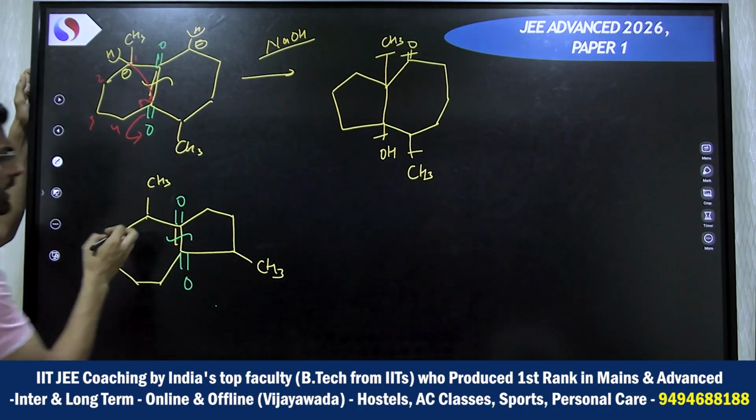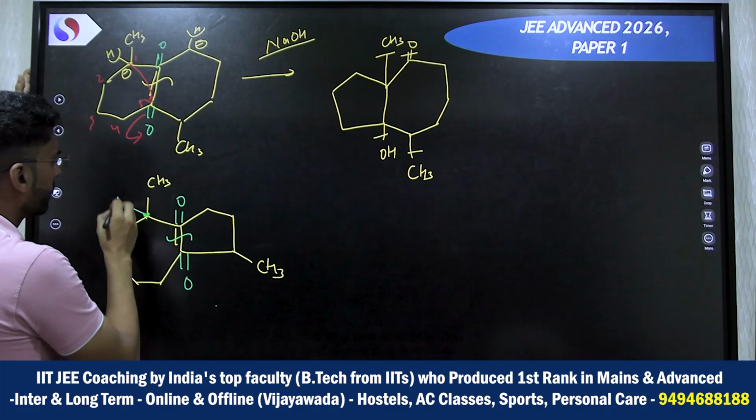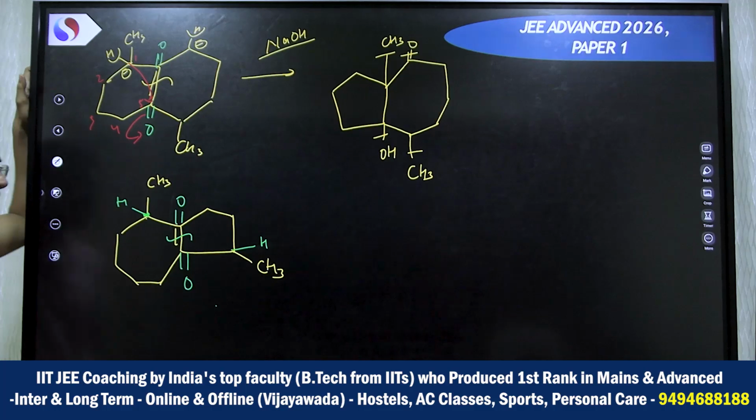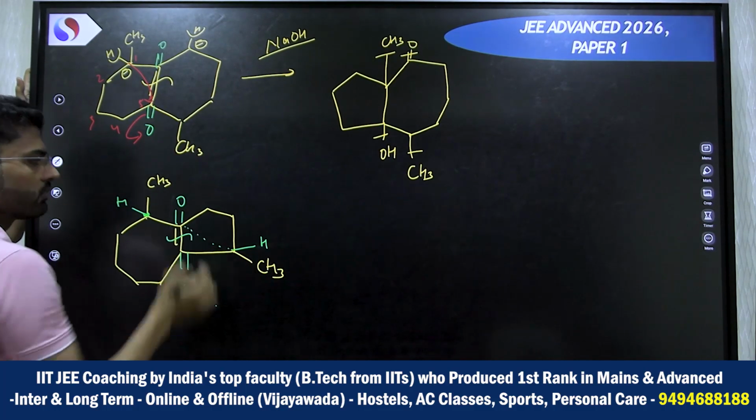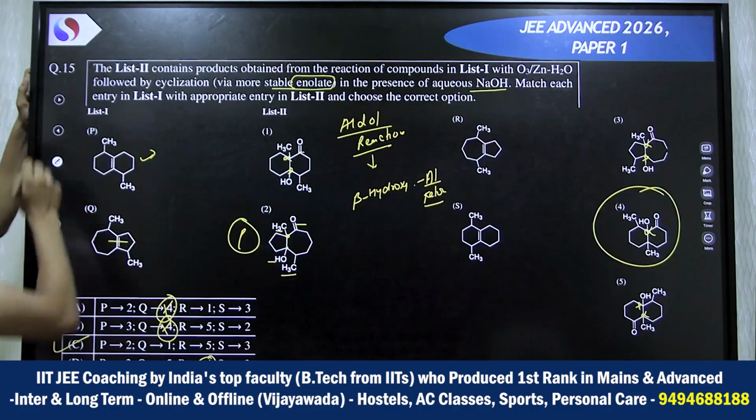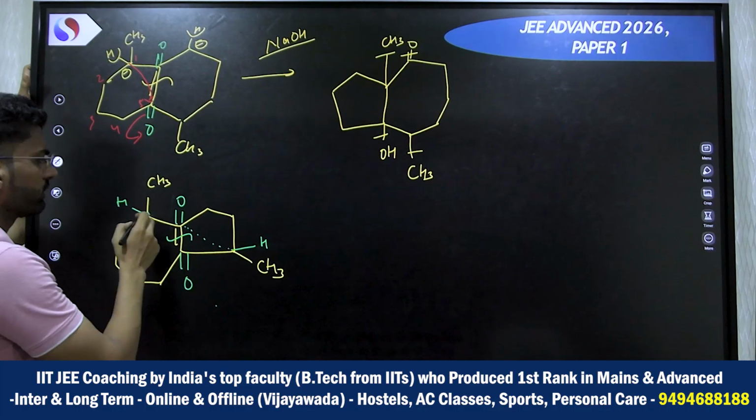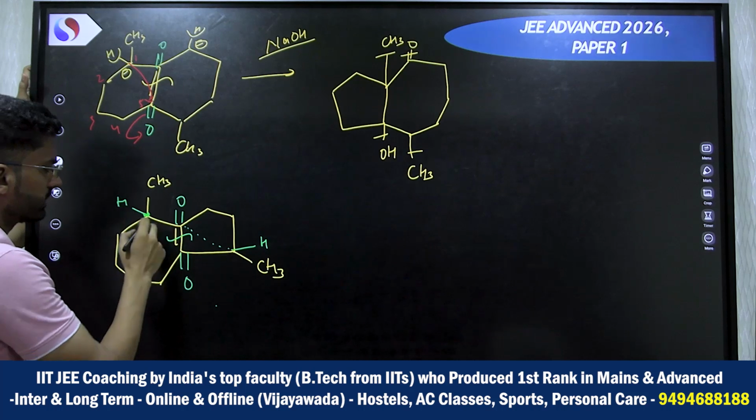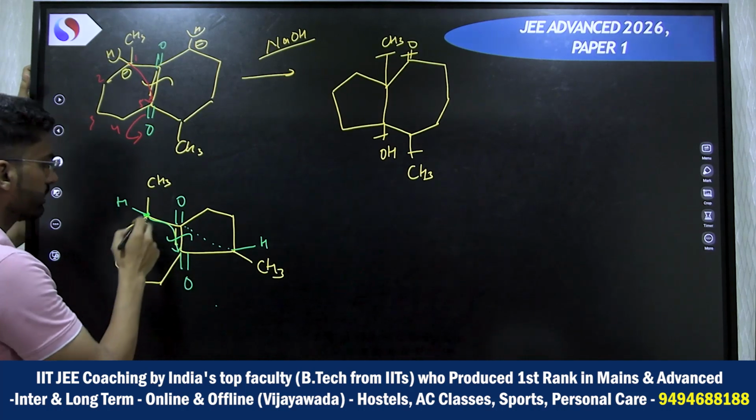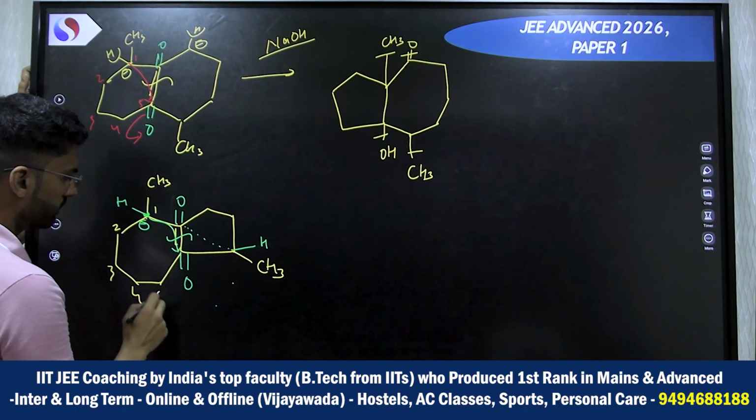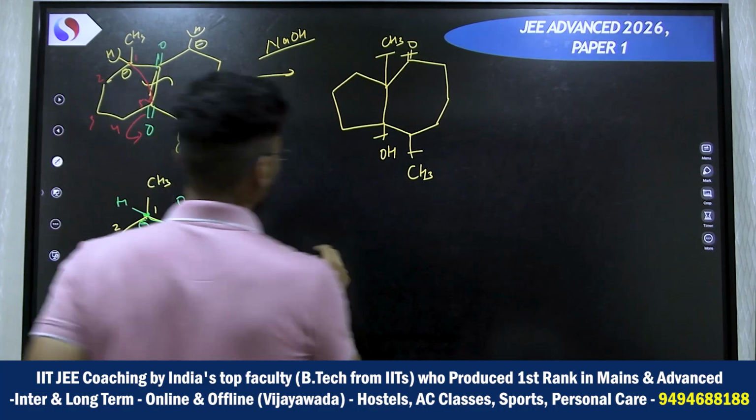Again, I can abstract hydrogen from here also, I can abstract hydrogen from this side also. But I know that if I abstract the hydrogen from this, it will form a 4-member ring. None of the options has a 4-member ring. So definitely it will abstract the proton from this. So here it is negatively charged. This negative charge will further attack on this. It will form a 1, 2, 3, 4, 5, 6-member ring. So it will form the 6-member ring.